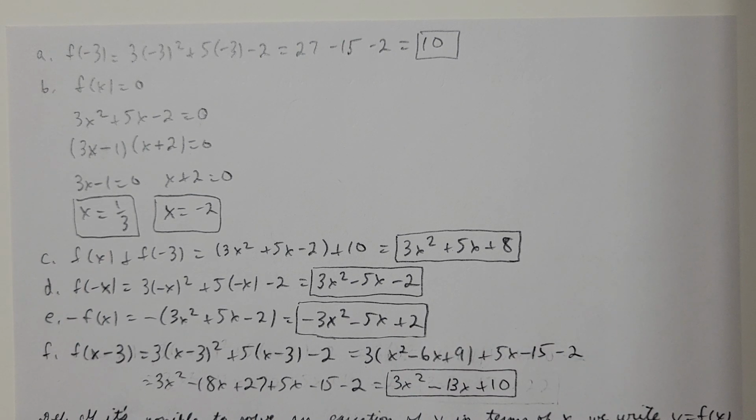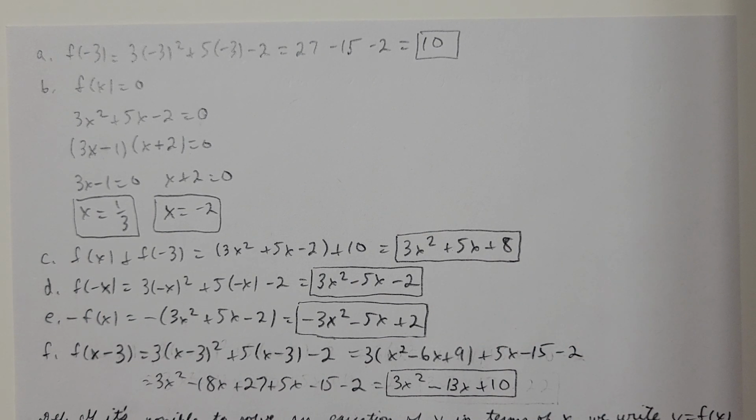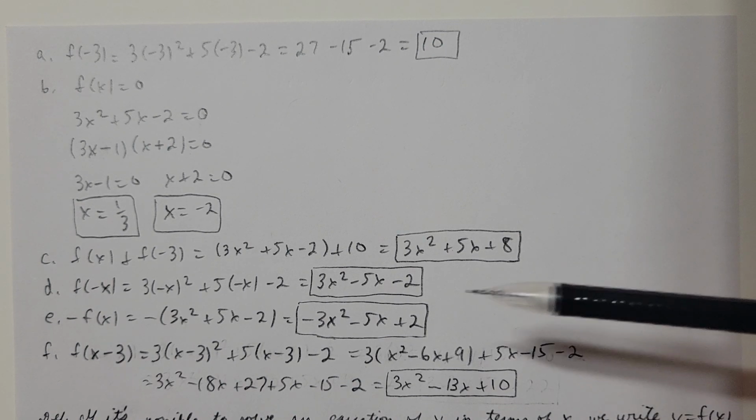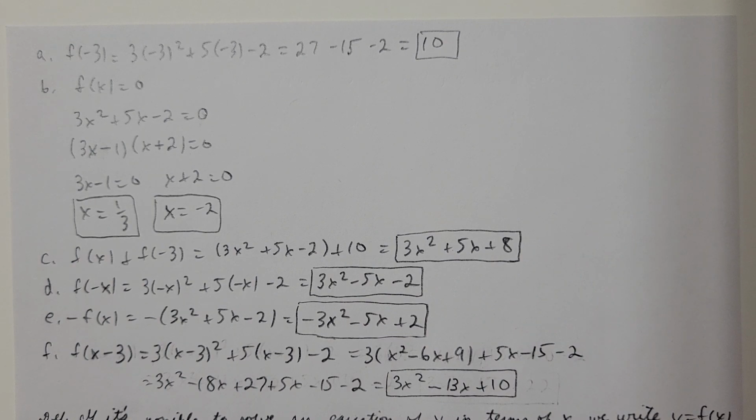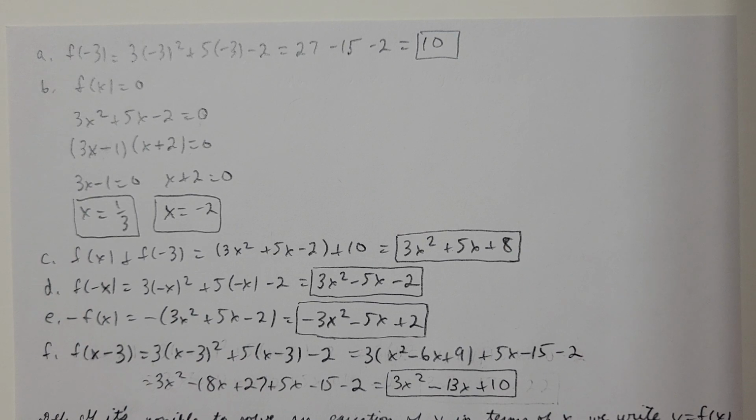Okay, now something to mention. Notice how our answers for parts D and E are different. That shouldn't surprise us because we're doing two different things. Right? In part D, we're saying replace each x with a negative x and then simplify. In part E, we're taking the opposite of the whole function. Okay, so maybe it's not surprising to us that we were getting two different answers there, because we were doing two different things.